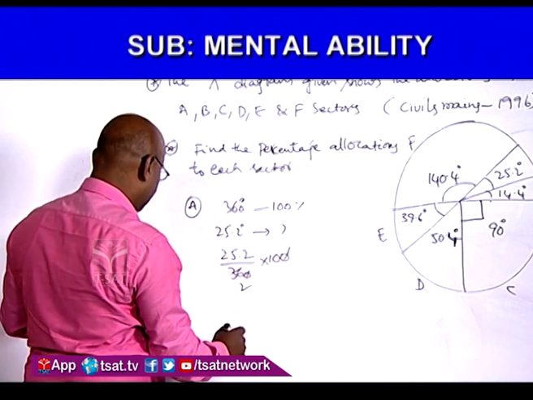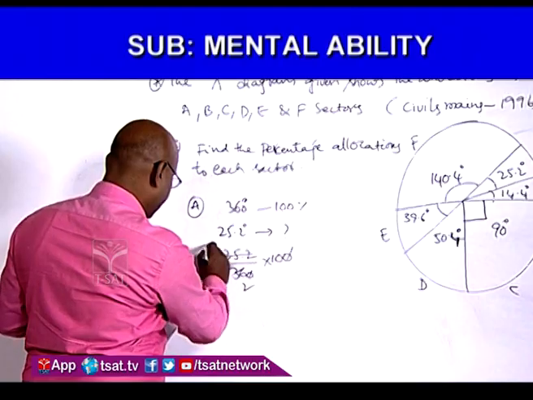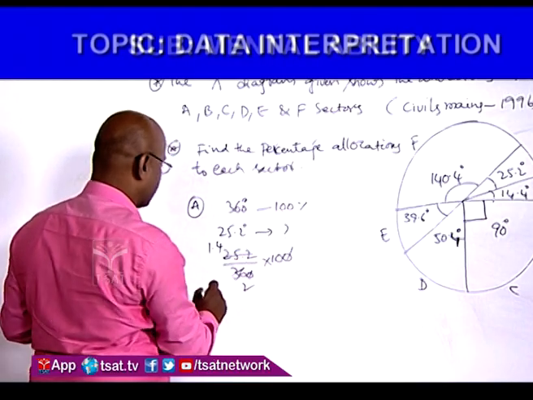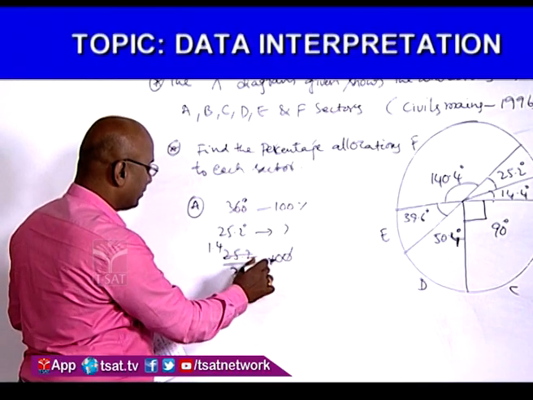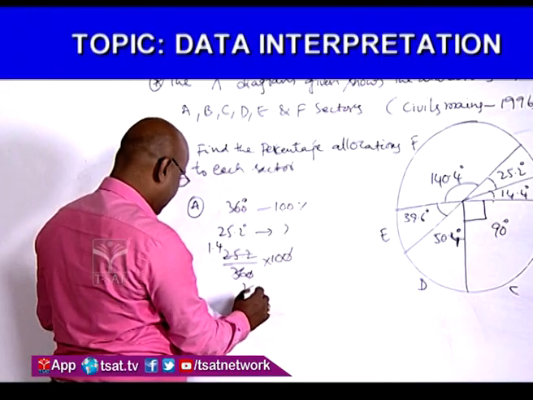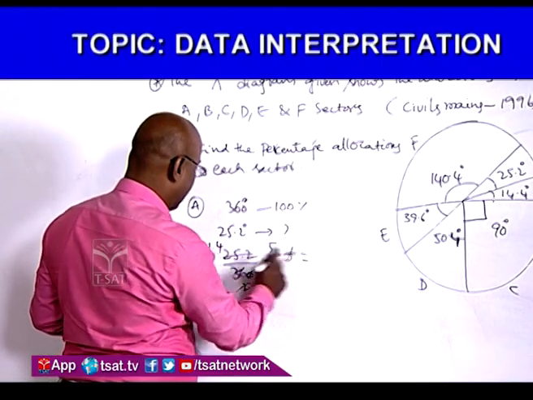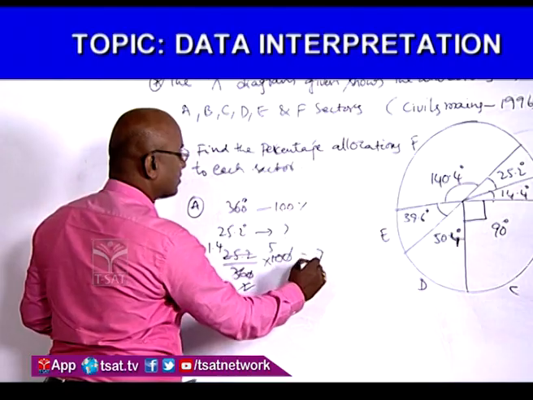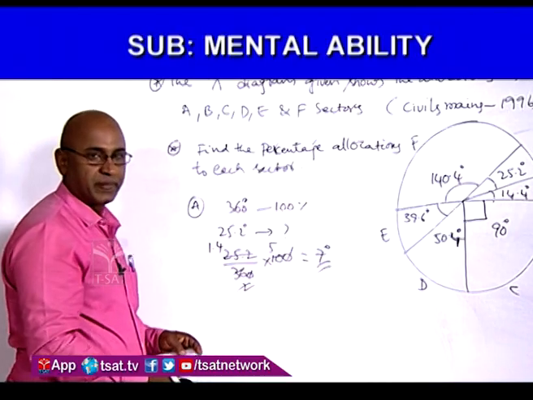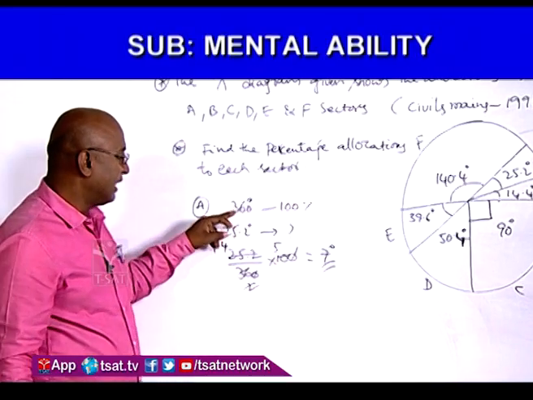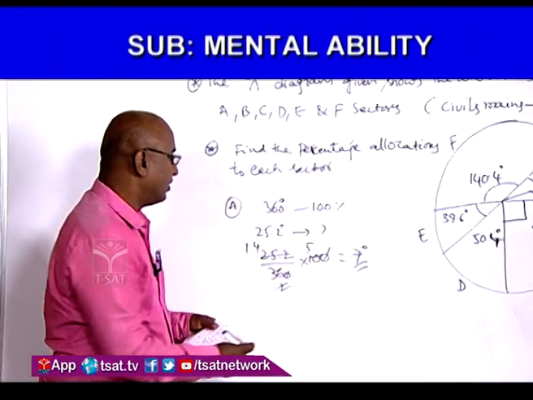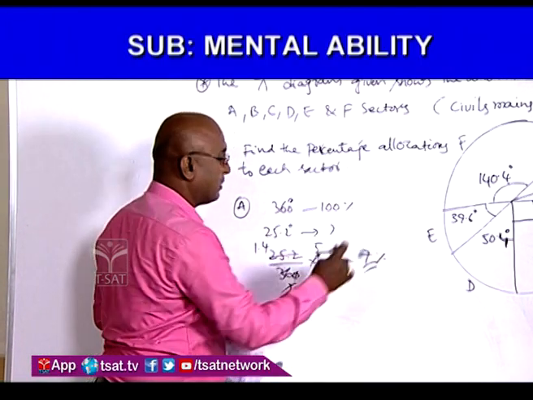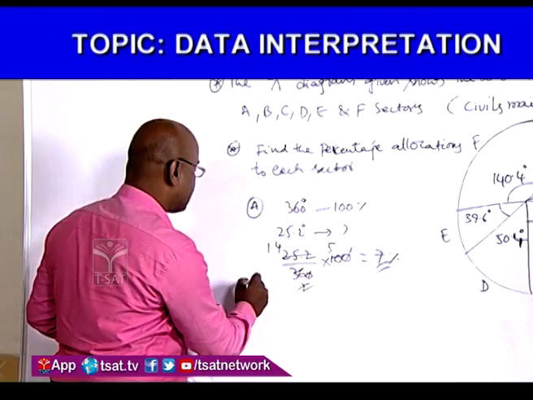18 twos are 36, and 18 ones and 18 fours. So 1.4 into 10 by 2. That is equal to 2 ones, 2 fives. And 14 fives are 70. So that is equal to 7. Got it? So what is the percentage of A? That is 7%.